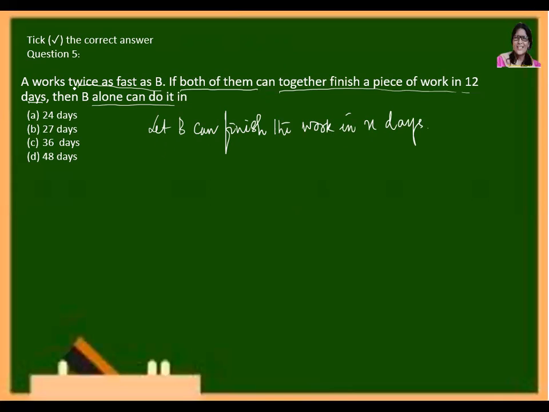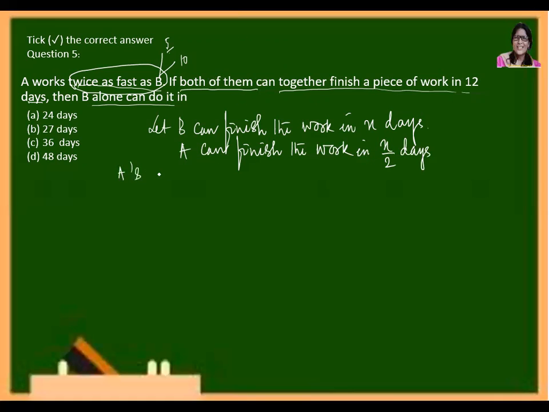So now coming to A is twice as fast as B. That means A is 2 times faster. If B will do it in 10 days, then A will finish in 5 days. This is the meaning of twice faster. So here A can finish in how many days? It will be x by 2 days, not 2x. 2x would mean more days, so it is x by 2 days.